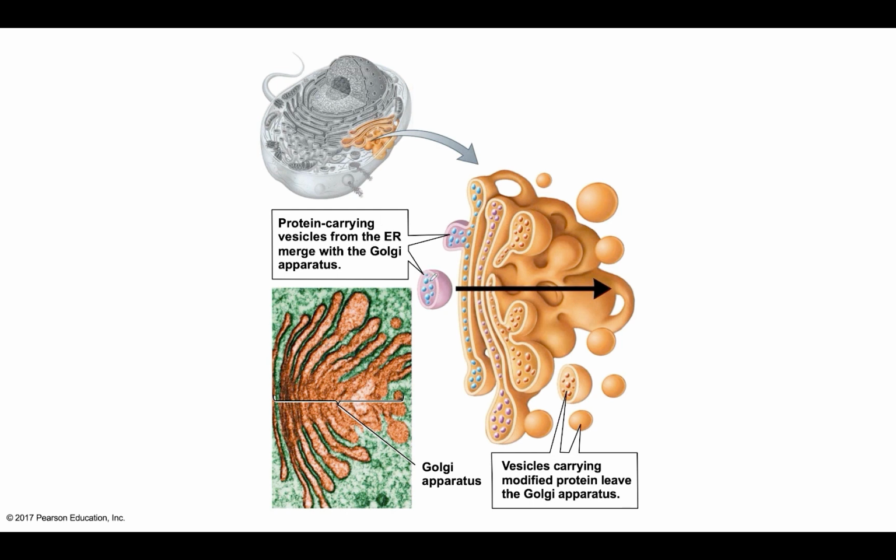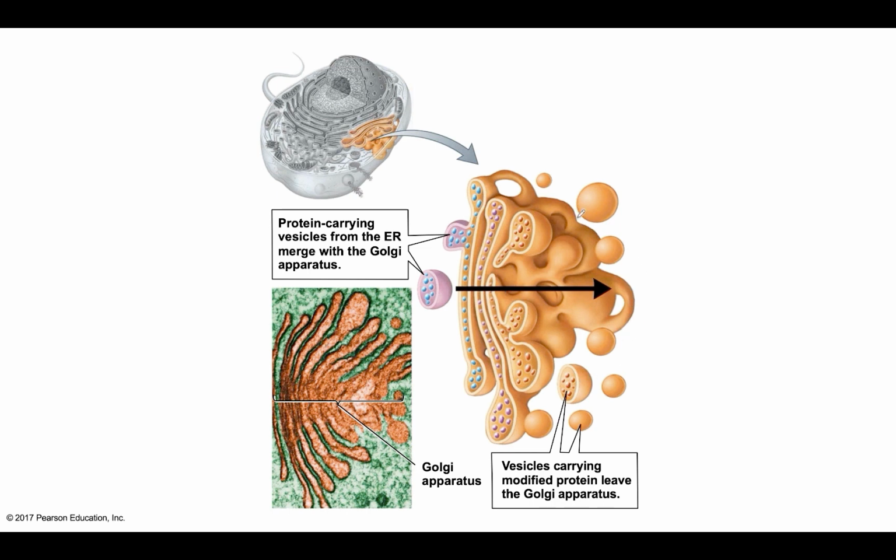Protein-carrying vesicles from the ER merge with the Golgi apparatus. This is a membrane, a phospholipid membrane. They get together and they merge, they fuse. Then the content inside the vesicle is discharged into the Golgi apparatus. Then those proteins are modified throughout inside the Golgi apparatus.